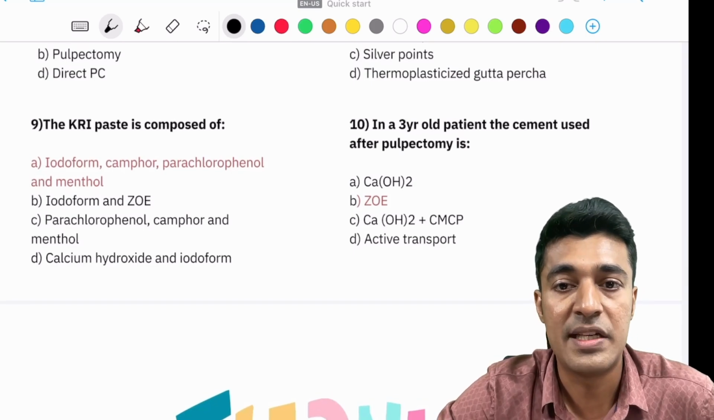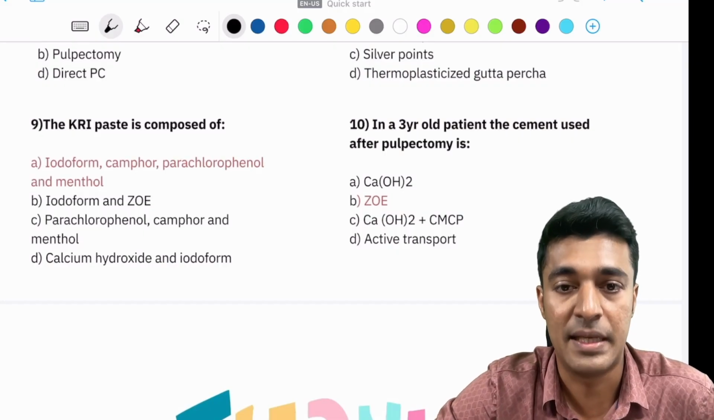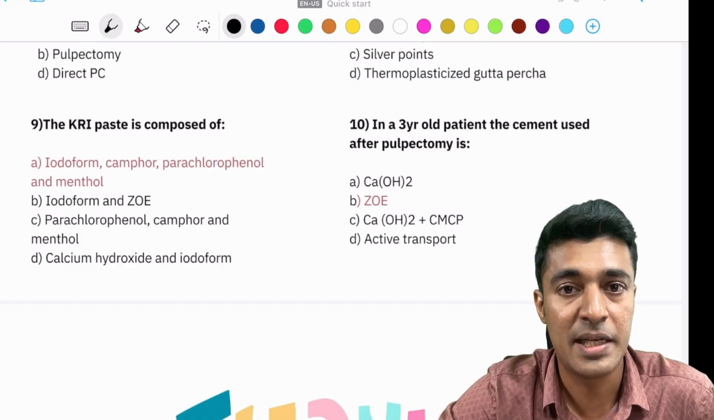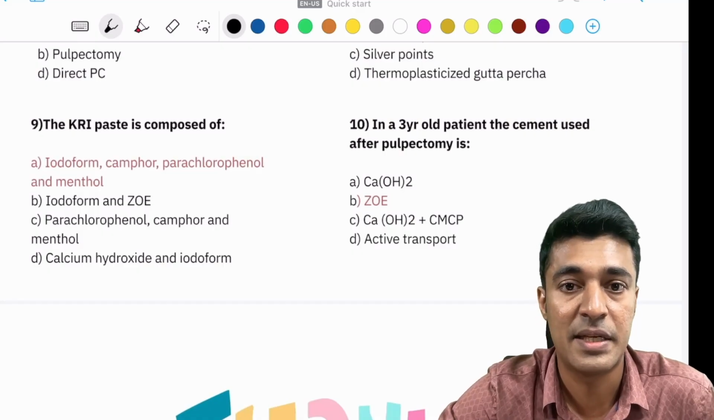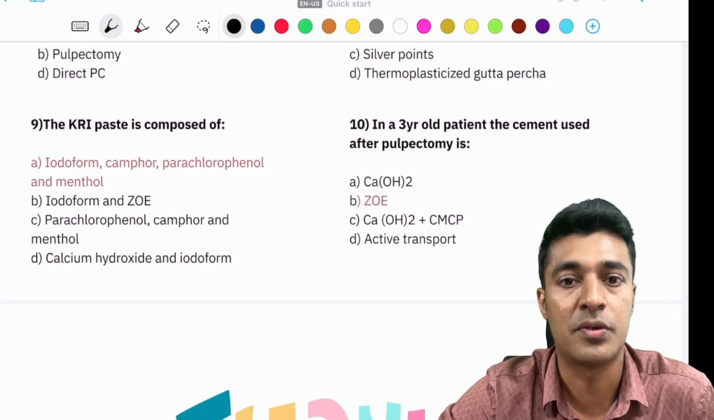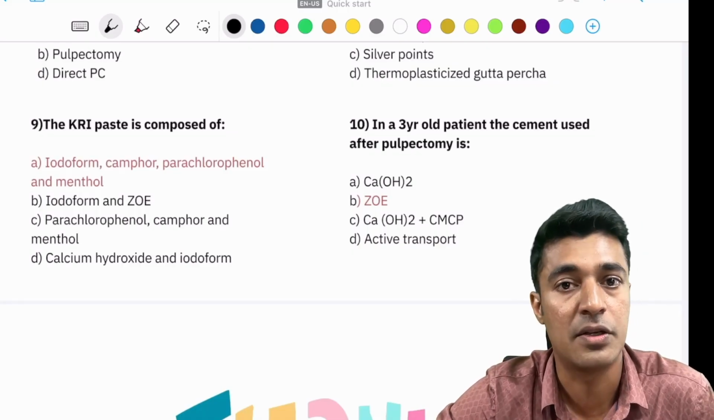In a 3-year-old patient, the cement used after pulpectomy is, the most commonly used antibacterial intracanal interim dressing agent is zinc oxide eugenol. So the option is B and the answer is zinc oxide eugenol.